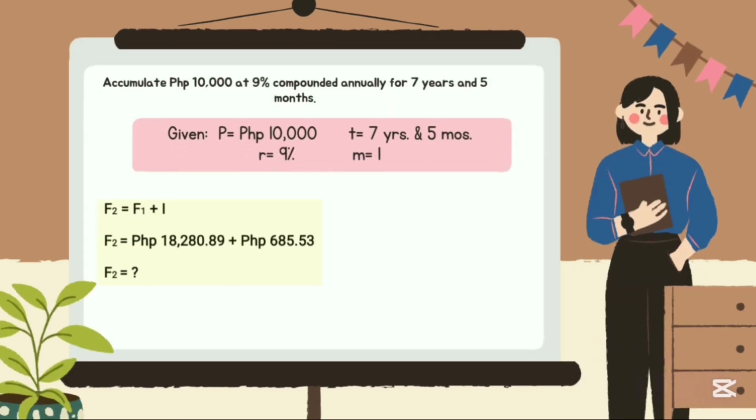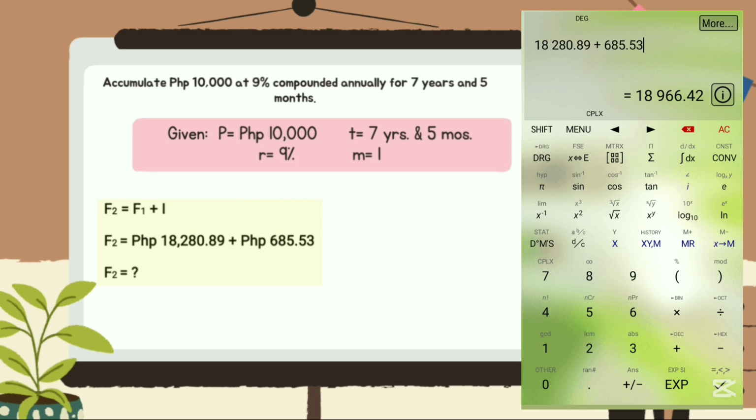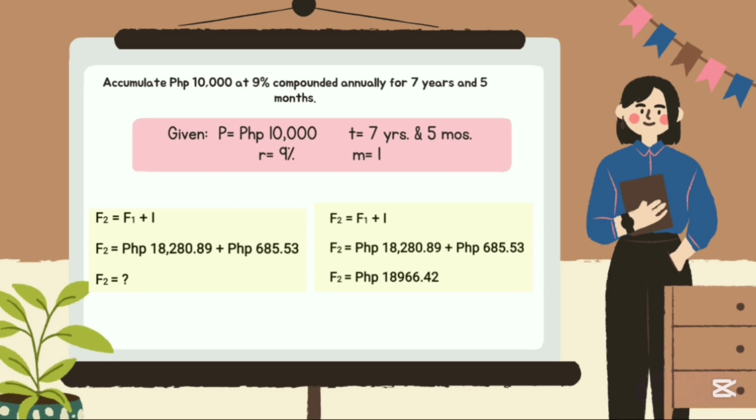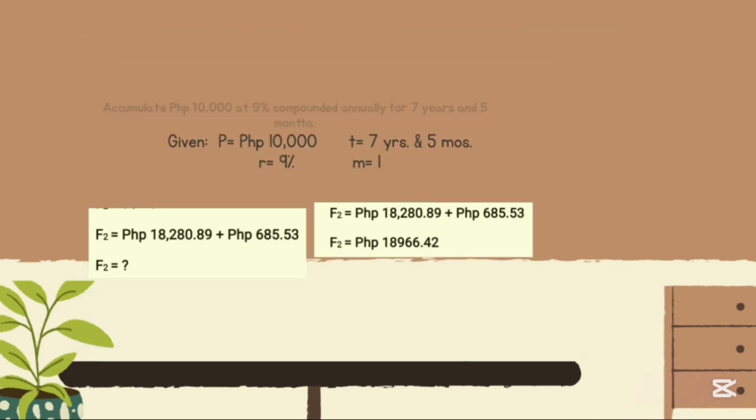So in the last step, we will now find the value of F sub 2 using the formula F sub 1 added to the interest. So 18,280 pesos and 89 centavos added to 685 pesos and 53 centavos is going to be 18,966 pesos and 42 centavos.